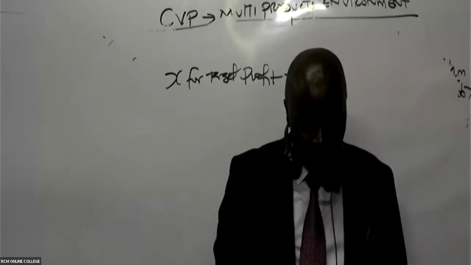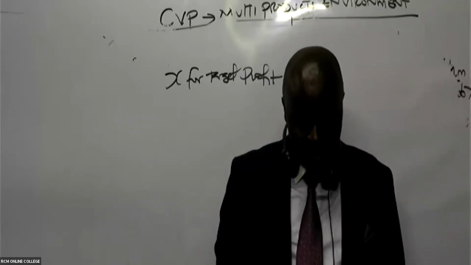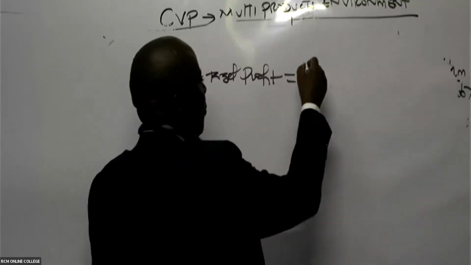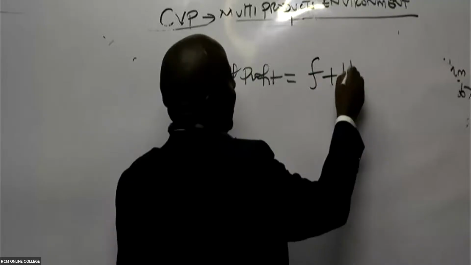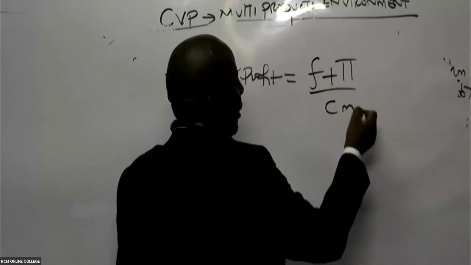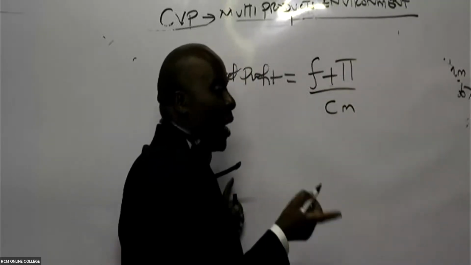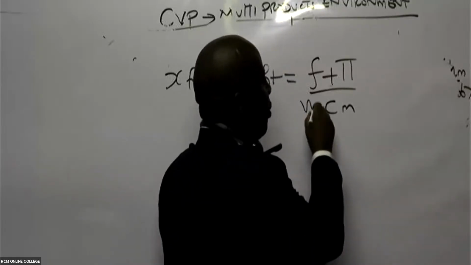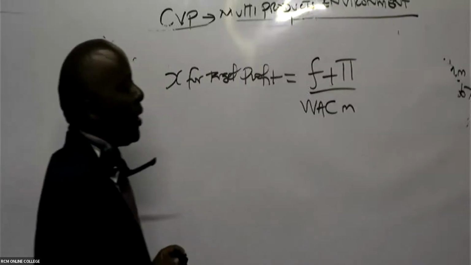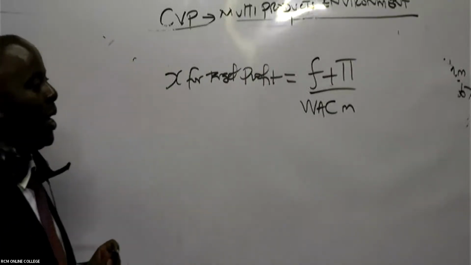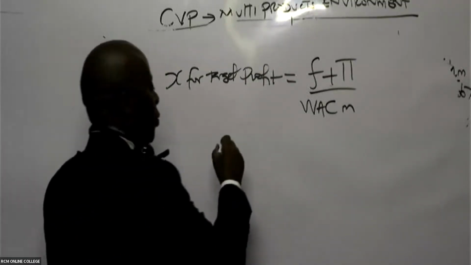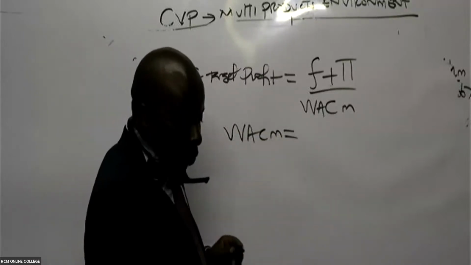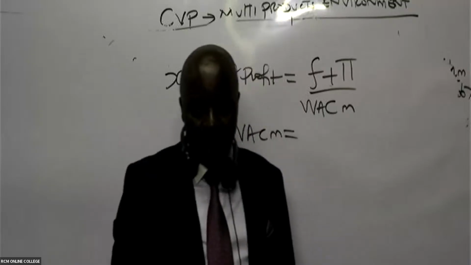So X for targeted profit: fixed cost plus the targeted profit over what here, somebody? CM. But you see now we are in a multiple product environment. So in that case, you must add what here? WACM. Thank you so much. So give me these two things. First of all, give me the WACM. Anybody who is able to tell me what the WACM is?